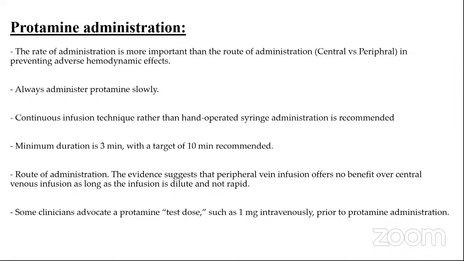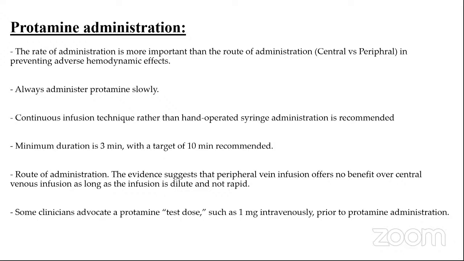The most important thing that we need to discuss is how we can administer protamine, because this is the most important and critical step. The rate of administration is always more important than the route of administration. The studies showed there is no difference between giving it in the central venous catheter or the peripheral. But the rate of administration is way more important in preventing adverse hemodynamic effects. Always remember, administer protamine slowly. Some people advise using continuous infusion techniques through syringe pumps rather than hand-operated administration. Because with hand operation, you're just going to give boluses after boluses after boluses, but with continuous infusion, you have a controlled infusion.